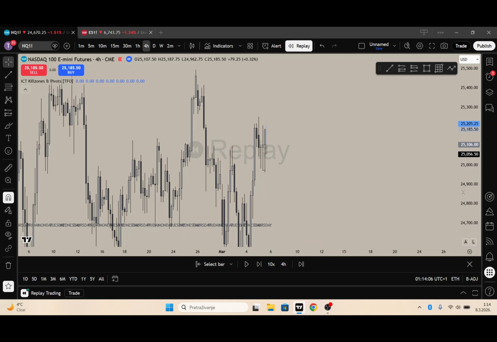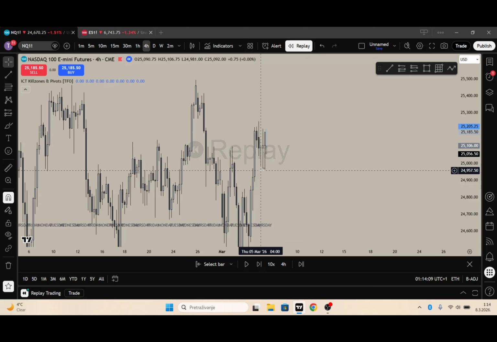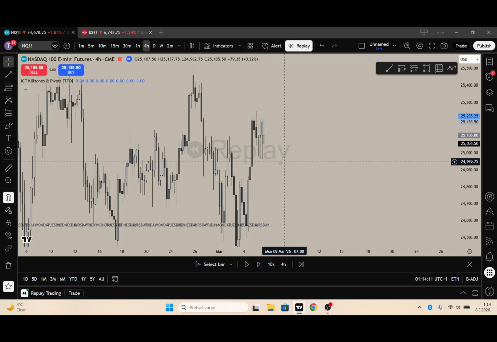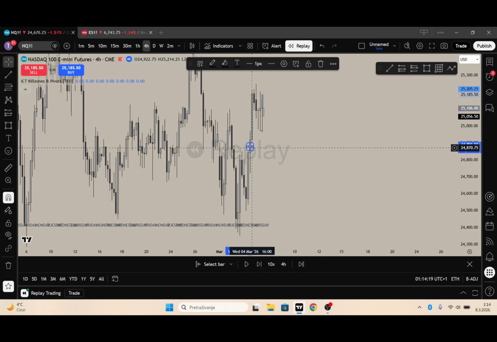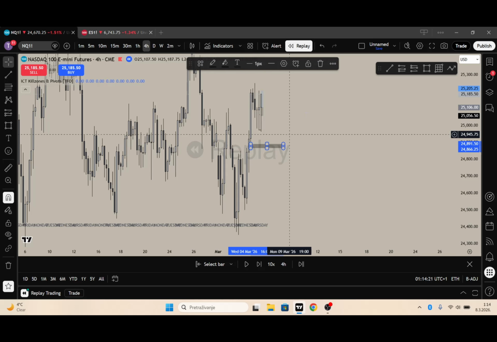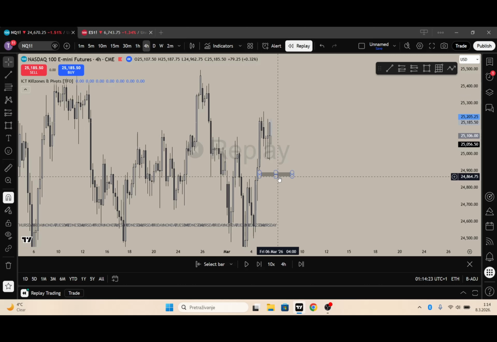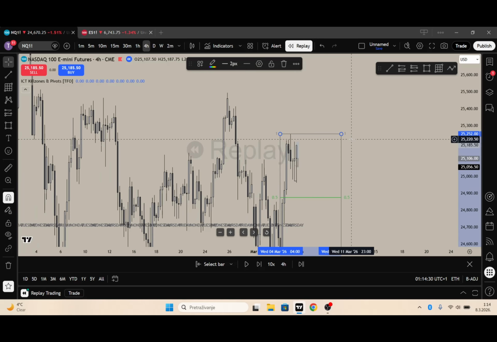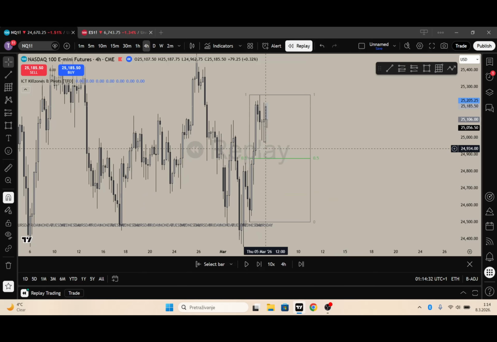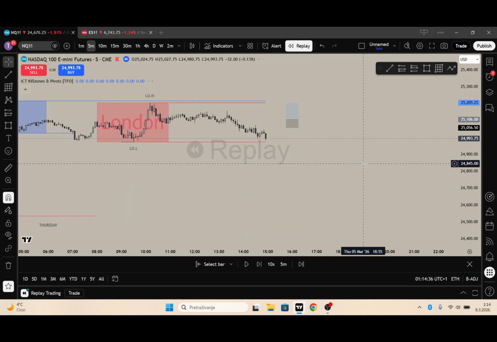So overall, my bias was bullish. Sweep this low, or maybe even go into this 4 hour fair value gap down here, and then continue to the upside, because it was also the equilibrium of the range that would be right here. So yeah, that was kind of my plan going into today.